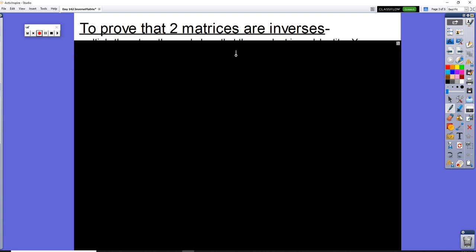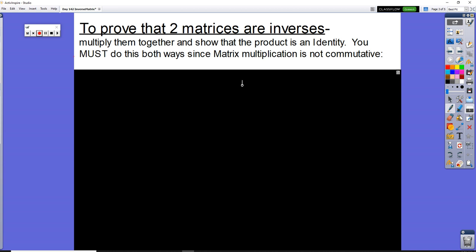To prove that two matrices are inverses, you have to multiply the two matrices together and show that the product is an identity. You must do this both ways since matrix multiplication is not commutative. So remember, the commutative property guarantees that you get the same answer either way. Matrix multiplication was not commutative, so we have no guarantee that if it works one way that it'll work the other way, so that's why we have to do it both ways. Let me show you what this looks like.